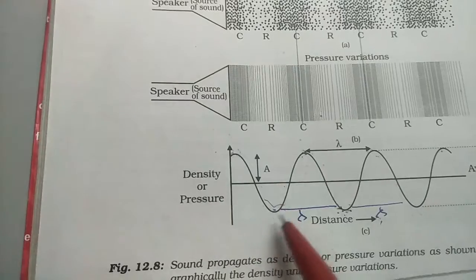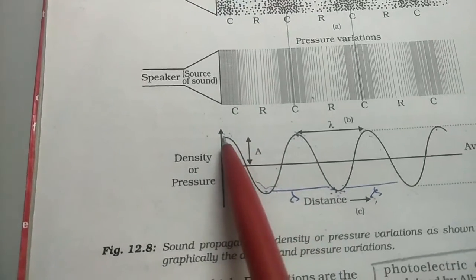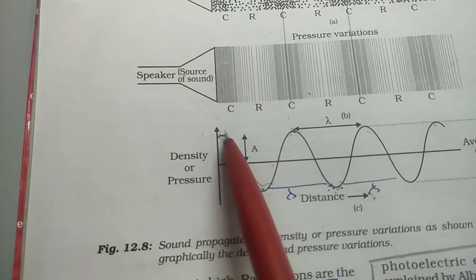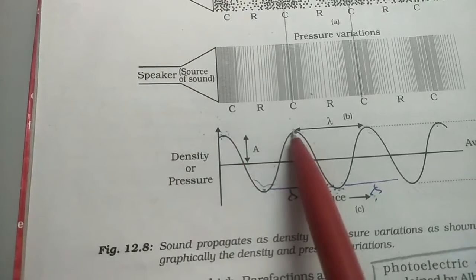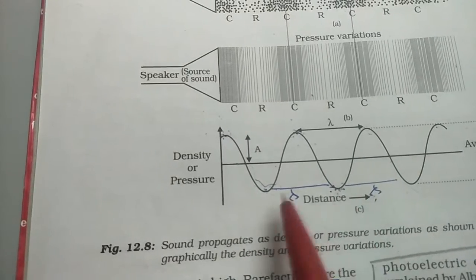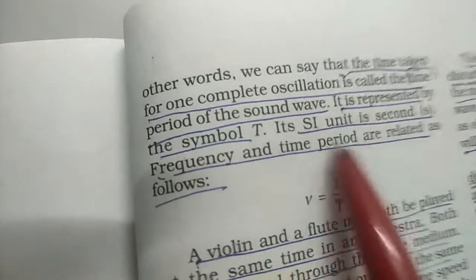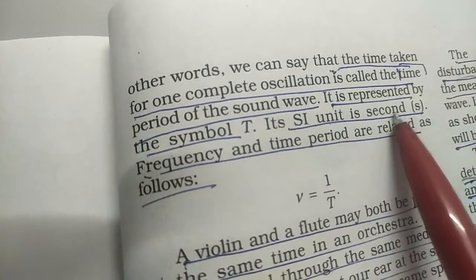So the time taken to complete one oscillation is also known as the time period, or the time taken to complete from one compression to the next compression, or one rarefaction to the next rarefaction, is also known as the time period. So both definitions are correct. Now the symbol of time period is capital T and the SI unit is seconds.